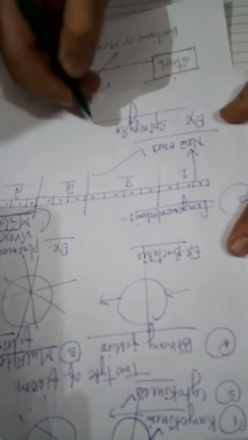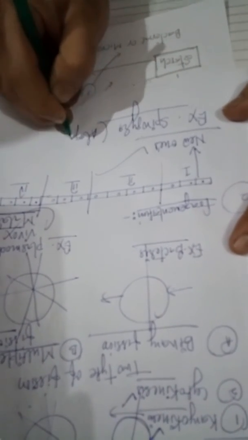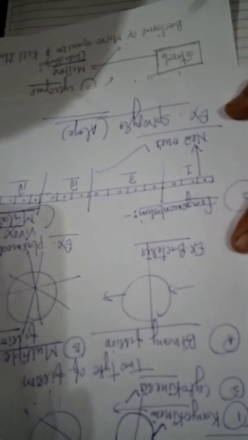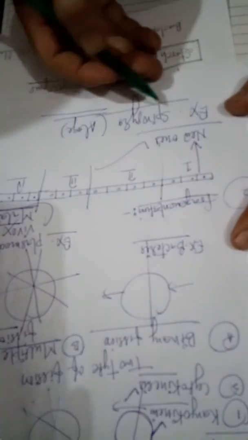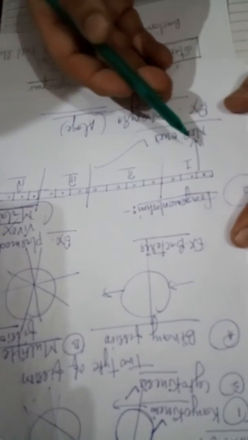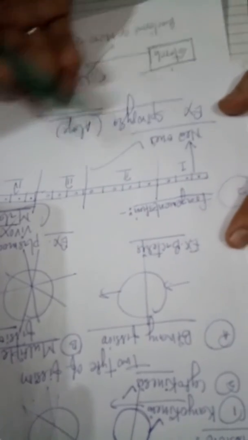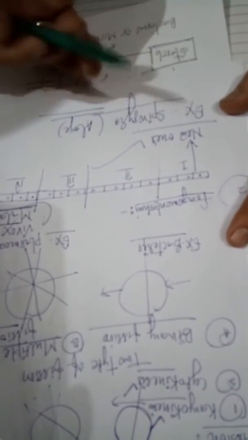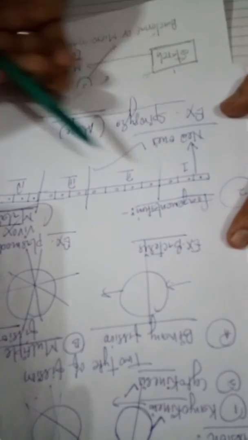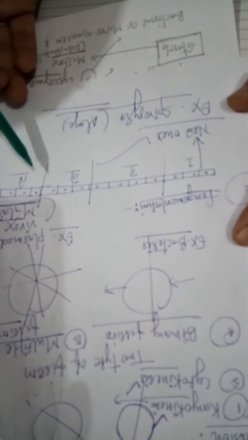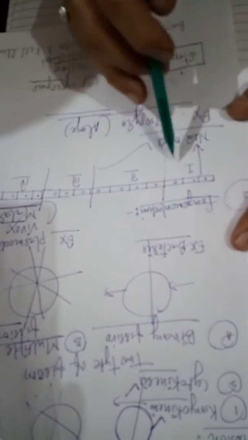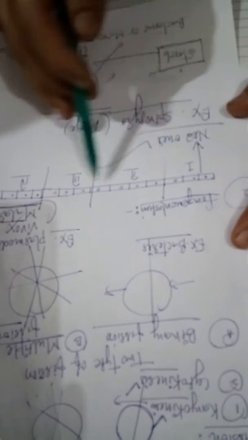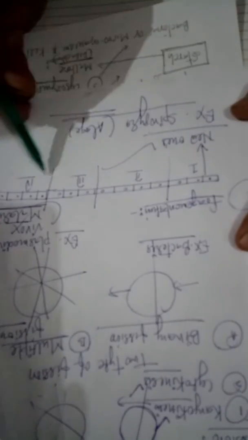So the example of fragmentation is Spirogyra, an alga. Spirogyra is divided by the fragmentation method and forms new offspring. Spirogyra is a filamentous alga. So it breaks into two or more parts, and each part forms a new offspring. Thank you.